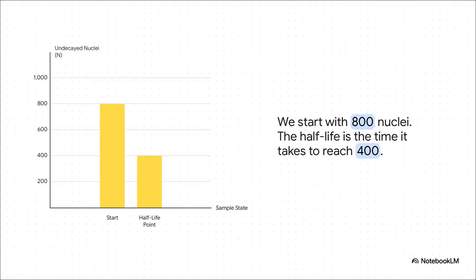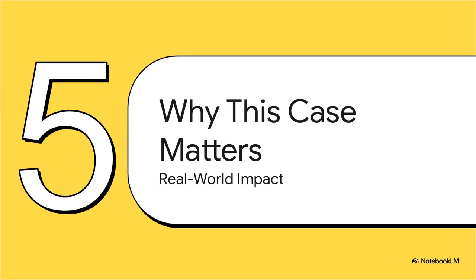So visually, here's our target. We started with 800 nuclei. Simple math, right? Half of 800 is 400. So our whole mission right now is to look at our graph and find the exact point in time when the number of undecayed nuclei hits that magic number, 400. And there it is. We find 400 on the vertical axis. We trace our finger over to the curve, and we drop straight down to the time axis. The answer? 88.3 seconds. That right there is the half-life of Americium-234. Case closed.